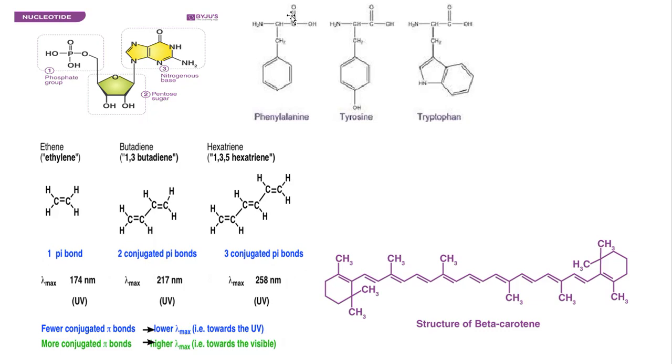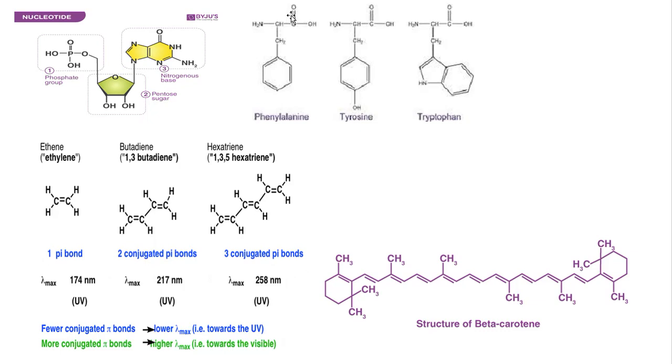Of the amino acids, only three types are able to absorb UV region light. That is phenylalanine, tyrosine, and tryptophan. The reason is these have aromatic rings, which are not present in the other amino acids, and these contribute to the absorption at approximately 278 nanometer or 280 nanometer.